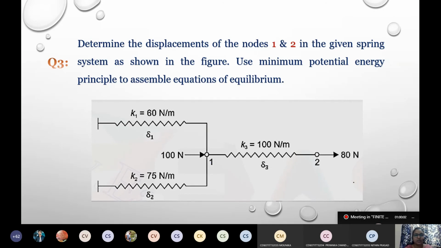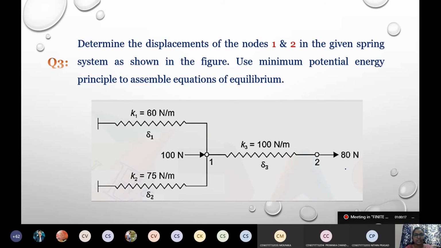All right, so this is your question 3. Please note it down. I will give you only 15 minutes to solve it. This is hardly a 2 marks question. It will not take a longer time. So hardly 15 minutes I can give you because it is very much new.